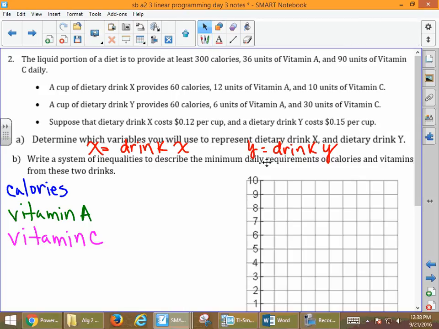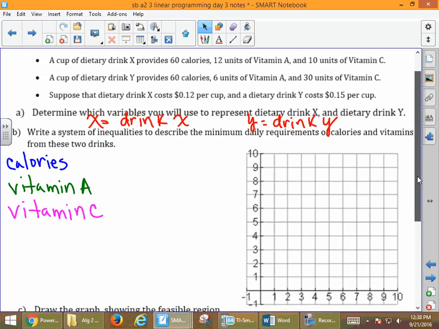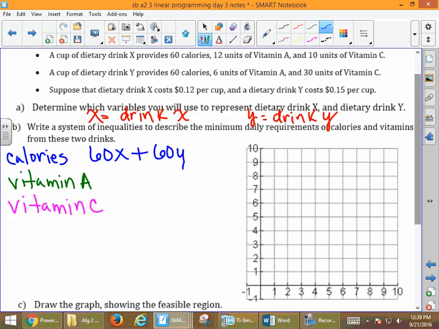So you may want to write this out on paper if you're really trying to put everything together. This might be the tricky part here. And it's not so much the inequality here, it's putting the inequality in the slope-intercept form. But if we look at calories here, it says a cup of dietary drink X provides 60 calories. 60x. A cup of dietary drink Y provides also 60 calories.